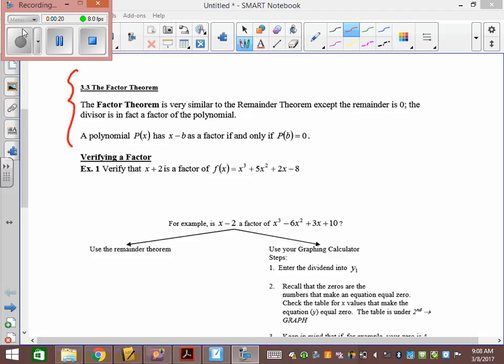3.3, the factor theorem. The factor theorem is very similar to the remainder theorem, except the remainder is 0. If the remainder is 0, then the divisor is a factor of the polynomial. So a polynomial p of x has x minus b as a factor if and only if p of b equals 0.